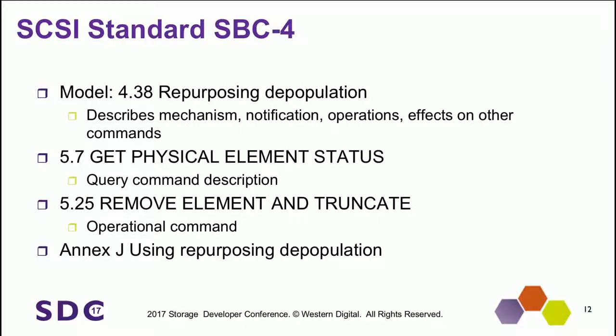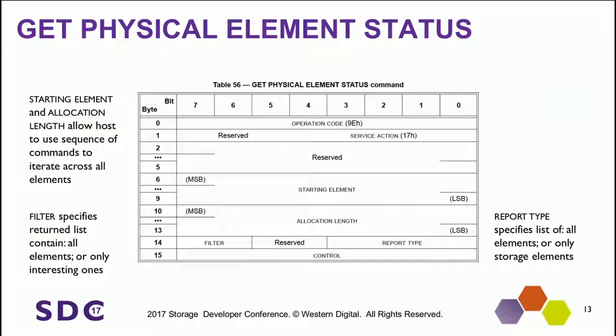5.7 is the definition of the get physical element status command itself. 5.25 is the remove element and truncate command definition. And then there is a new informational annex which describes some of the considerations that a host might want to think about in order to employ this feature. So here's a look at the CDB for get physical element status.